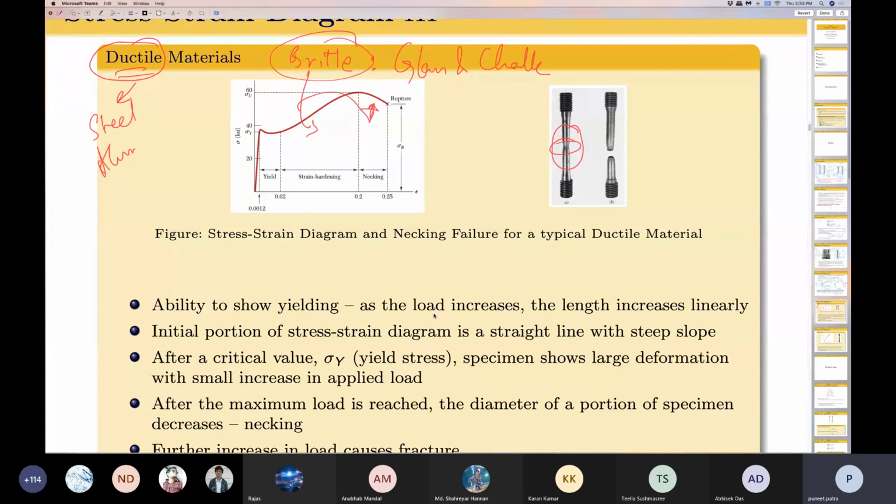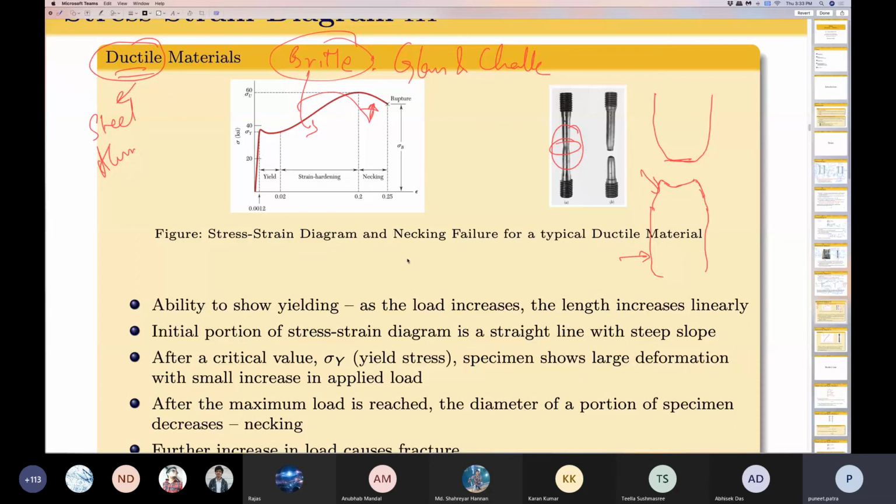And the failure would occur with a large sound. When this specimen fails, you will have a very large sound as if you are bursting crackers during Diwali. Sometimes the sound is even larger than that. And you would observe the failure surface to be something like this. There is a cup and cone failure. Here the cross section is large, here the cross section is going to be smaller.